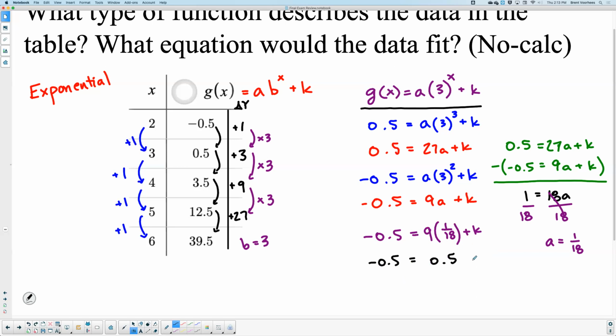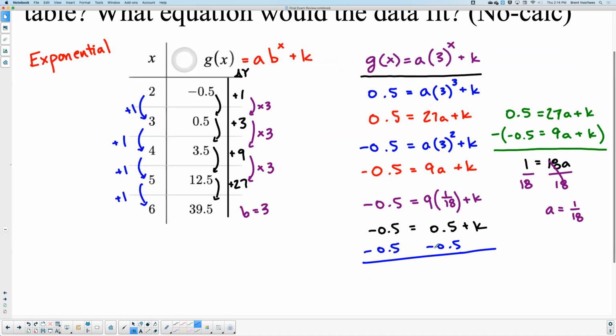I'm changing to a decimal. Plus k. How would I solve that? Subtract 0.5. It'd be subtraction since they're adding together. And we now will get our k value. What's negative half minus another negative half? Negative 1 equals k. And so we have all of our answers. Let's go ahead and write our final equation. G of x would equal 1 over 18 times 3 to the power of x minus 1. There's your equation.